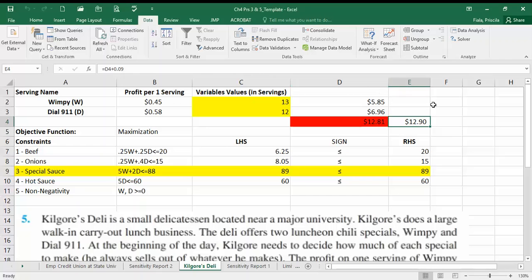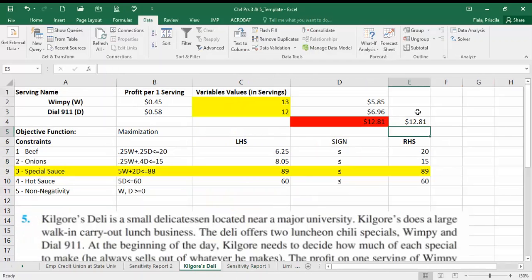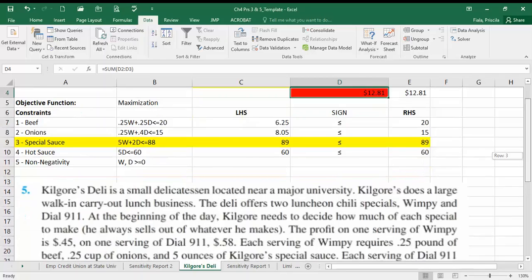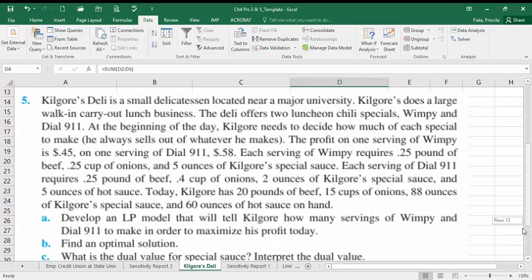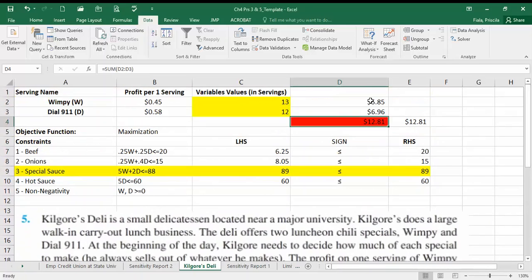But really, I should have typed here 12.81 because it's going to confirm what I just told you. So the 12.72 plus my 9 cents is 12.81. So it does confirm. So you can say, does the solution confirm? Yes, it does confirm, and then you give the new value, which is 12.81.